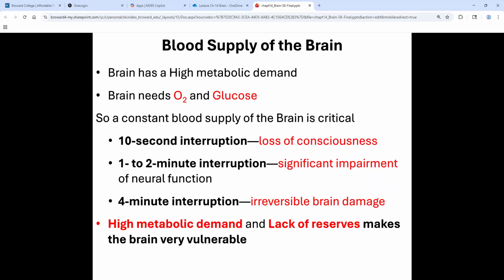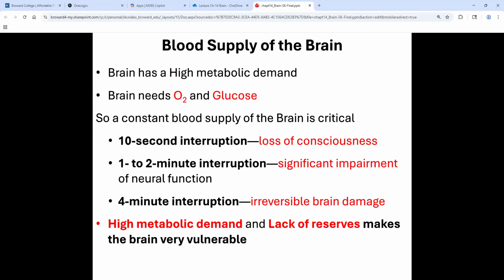Okay, so blood supply. Does the brain have a good blood supply? You better have, because I told you that it is a high metabolic tissue. And the brain needs a lot of oxygen. Brain needs a lot of glucose. Brain can only take glucose. It cannot take fat, it cannot take anything else, only glucose. So these are the two things you have to give the brain, oxygen and glucose.